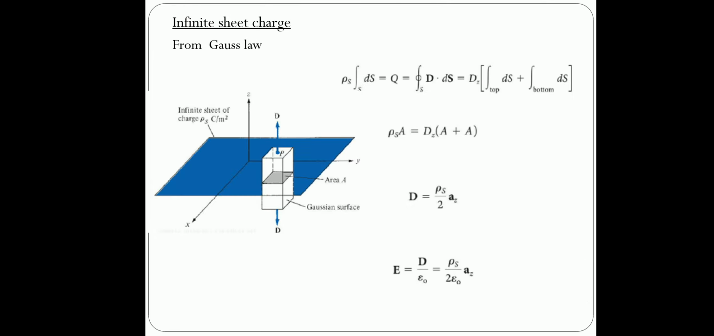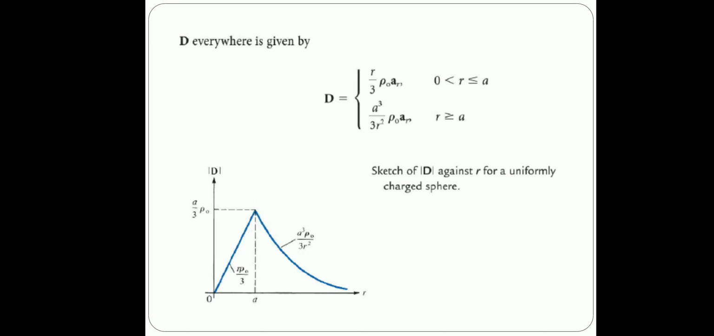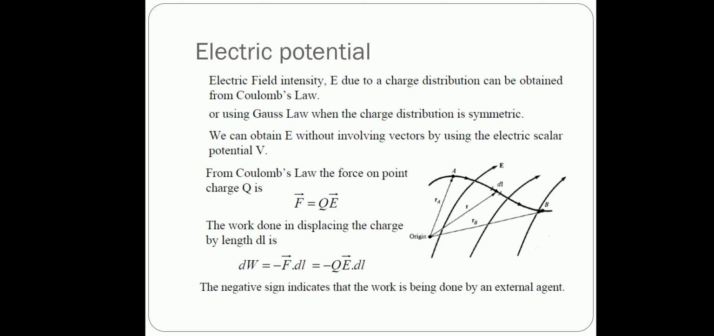For different geometries we can find the electric flux density, and from that we can easily find the electric field intensity. We can see that later. Next we can see what is electric potential. Electric field intensity is due to a charge distribution, and that can be obtained from Coulomb's law. We already studied Coulomb's law. From Coulomb's law we can find the force between two charges, F, and F by Q is the electric field intensity. So this electric field intensity you can find either from Gauss law or Coulomb's law.